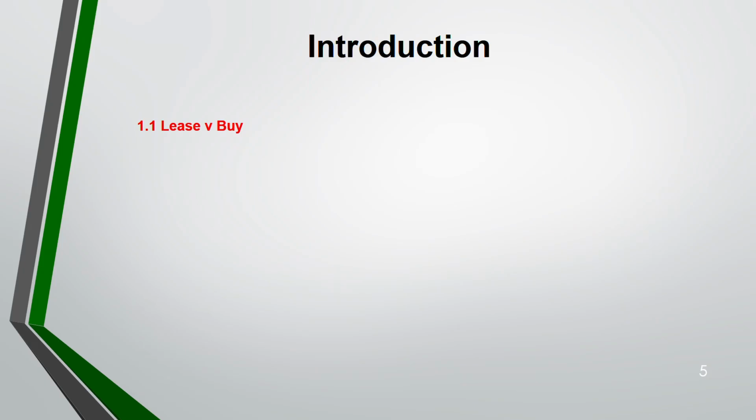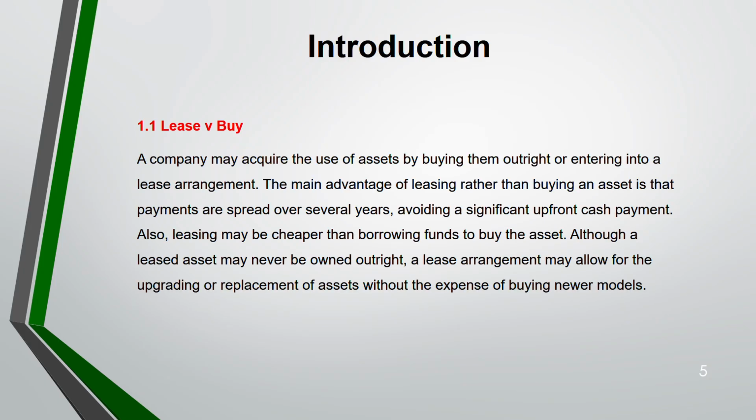So let us start with lease versus buy. A company can acquire assets in two ways. Either they can buy it outright, where they pay the amount and get it, and they're actually owning the asset, or they can enter into a lease arrangement. The main advantage why a company is going to lease is because it helps you to spread your payments over a number of years. You don't have to make a one time payment, and therefore you can avoid any upfront cash payment, and it is also a cheaper source of funds, rather than taking a loan to finance your payment to buy an asset.